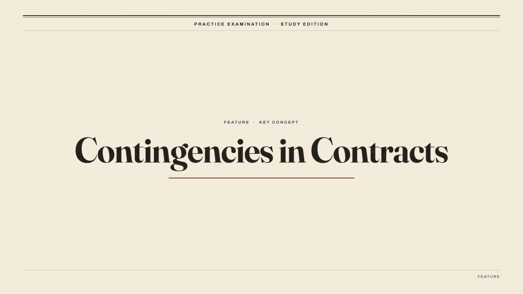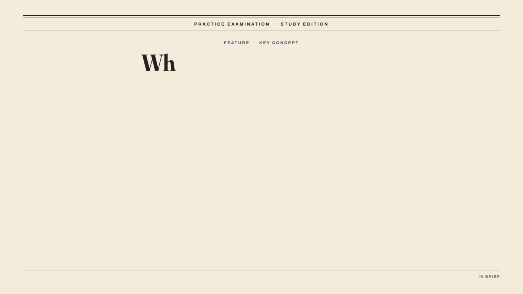A buyer signs a purchase contract before she knows whether a lender will approve her, what an inspector will find, or whether her current home will sell. Without some mechanism for handling that uncertainty, she'd face a choice between reckless commitment and no deal at all. That mechanism is the contingency.